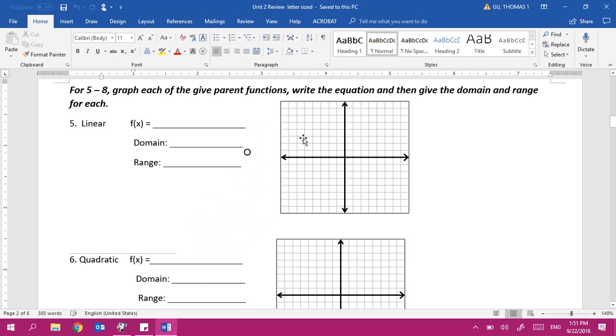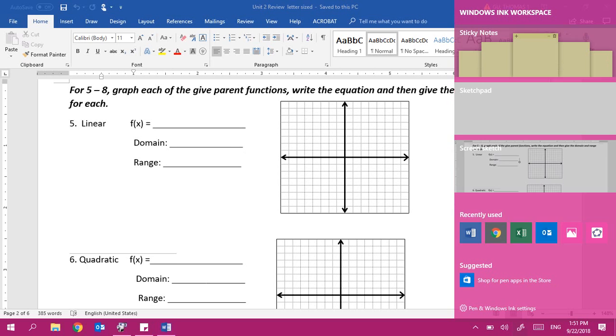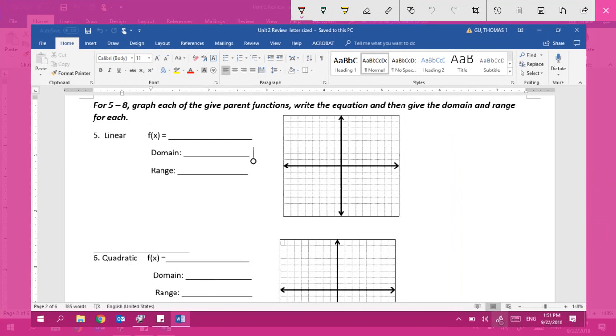5 through 8, they gave us the parent functions, the name. We've got to write the equation and then give the domain and range for each. So let's do this.